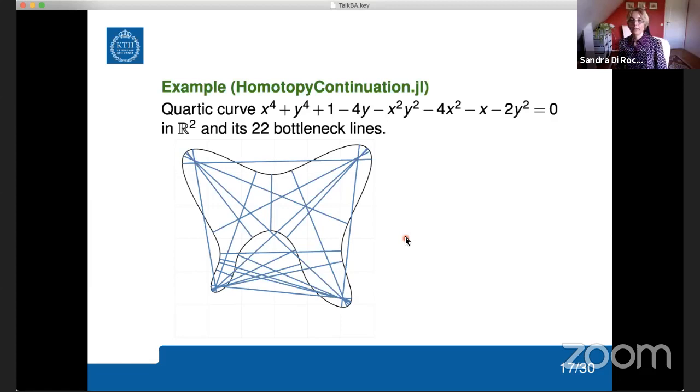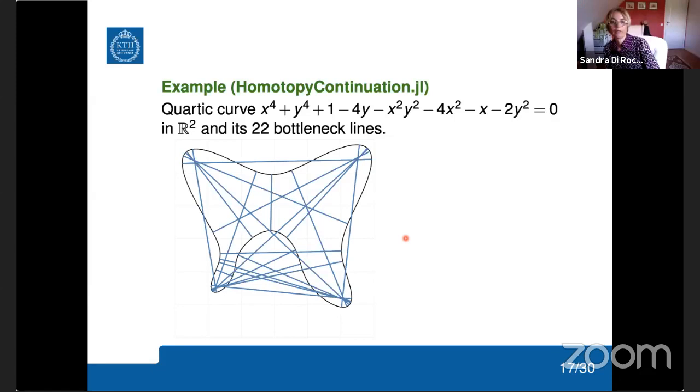Right? A quartic curve in P2 or in C2. So it's a very simple object. Nevertheless, it has a finite number of bottlenecks, and it has 22 bottleneck lines. They are all real in this case. And the problem is to find them. This is solving a polynomial system, it can be done. And if you have a finite number of them, then you just check.